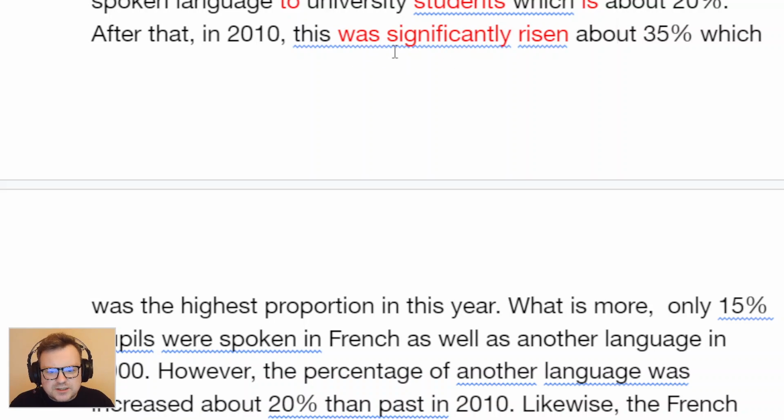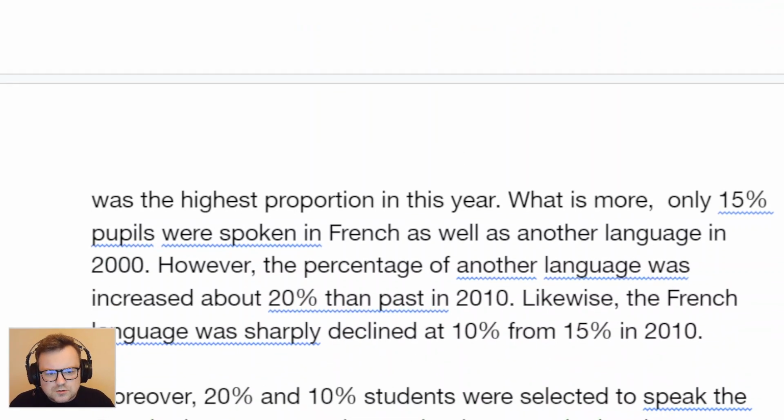So after that, in 2010, this was significantly risen about 35%, comma, which was, so she got that 35% number right, but there's no comma, which was the highest proportion in this year. Okay. What is more? Okay, what is more is fine. I think just additionally is nicer here.